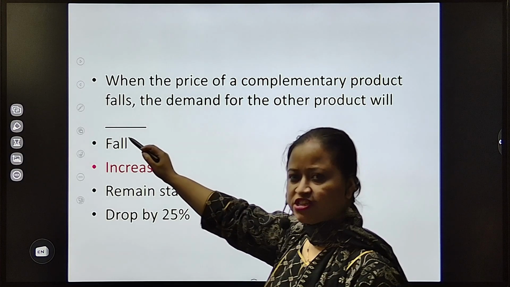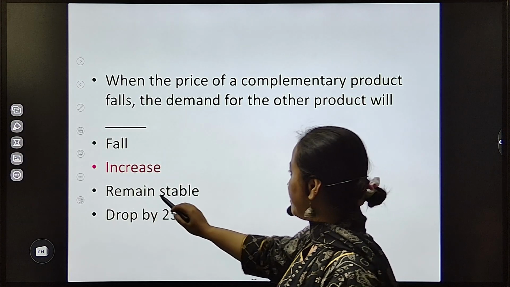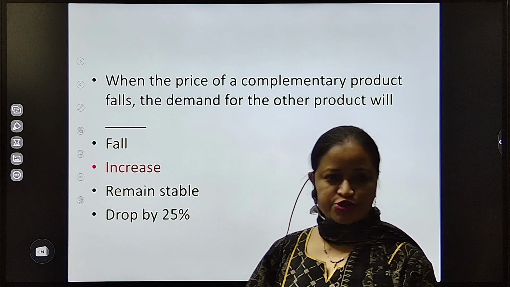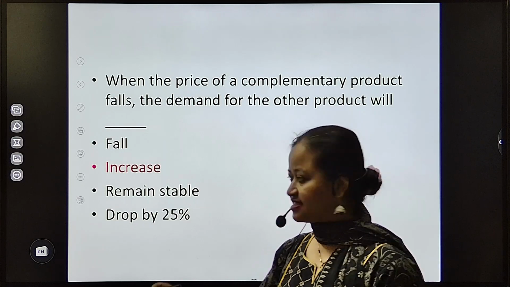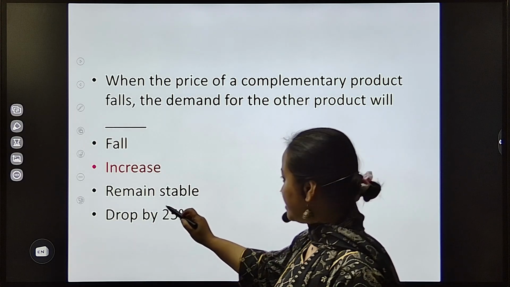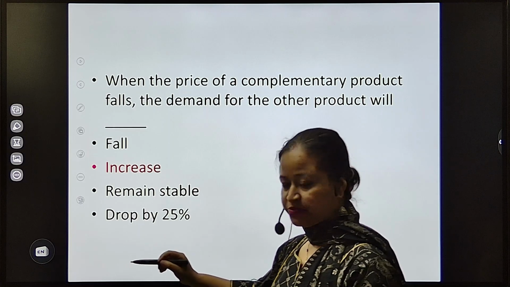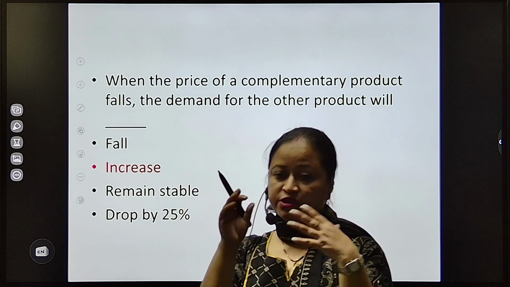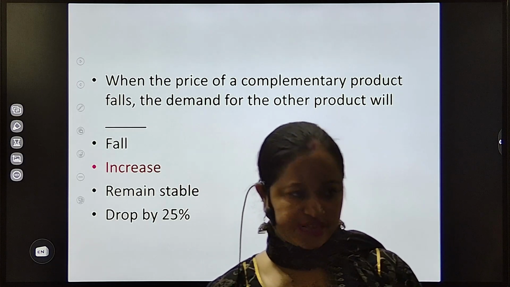Fall is obviously a wrong option. Remain stable is a wrong option. Drop by 25%, how will you come to know? Drop by 5%, 20%, obviously these are wrong options. The right option is increase. So you need to understand what a complementary product is.